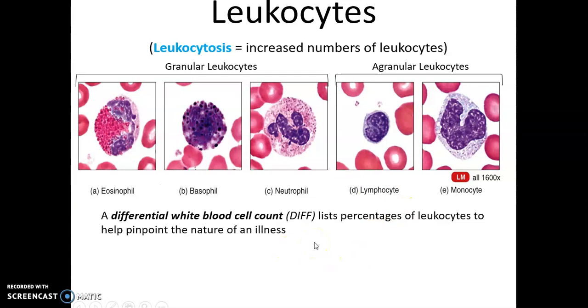And when you go get a blood test, one of the things they check is the differential white blood cell count. So they use a computer to count the different kinds of leukocytes in your bloodstream. And if they see an abnormal number of one or more, that can help them better understand what is wrong with you, if anything.